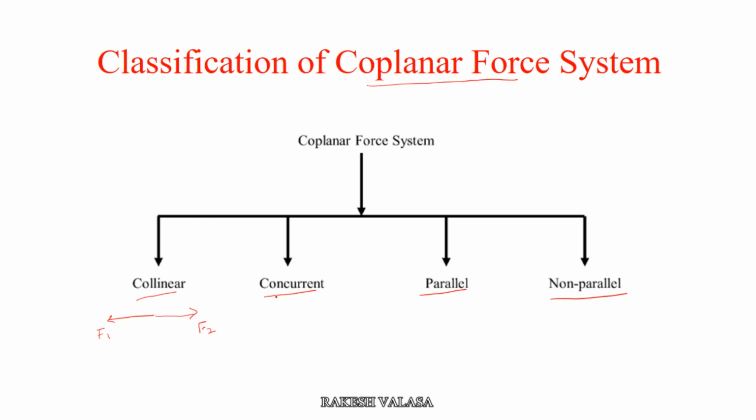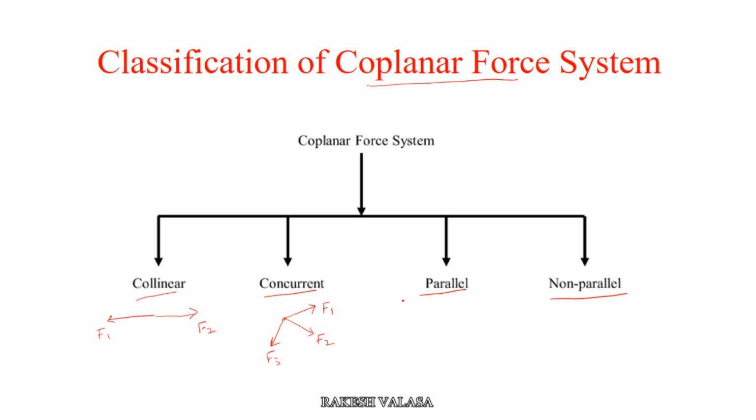The second one is concurrent forces. That means let us take a number of forces passing through one point. That is called concurrent forces. For example, this F1, F2, F3, or you can take a few more forces, but these forces meet at one point, or pass through one point. That is called concurrent forces.